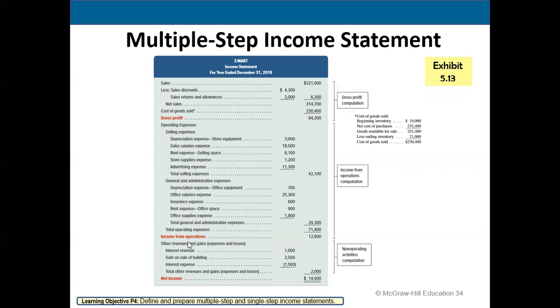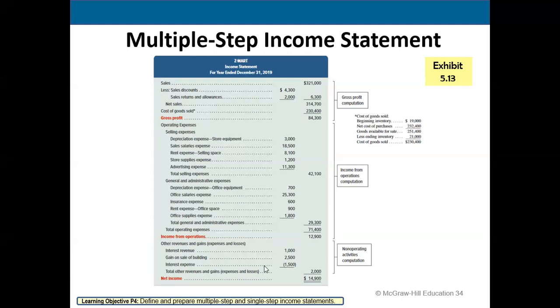And then other revenues and expenses are also listed. These would be revenues we make from areas that aren't part of our normal day-to-day business. So this business earned interest revenue, probably by having some of its money invested. They gained on selling a building. Again, they're not in the business of selling buildings all the time, so they don't want to list that as part of their sales revenue. And then they had an interest expense of $1,500. So that's their other revenues and expenses.